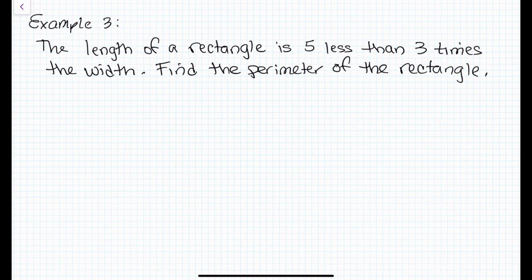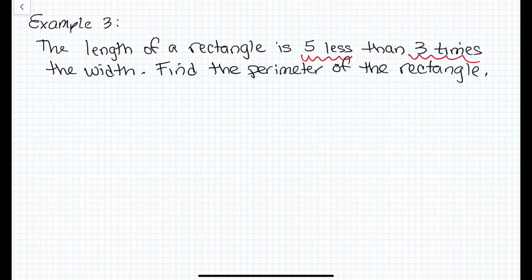Okay, and here's the last example, but this comes up a bunch. So example 3, the length of a rectangle is 5 less than 3 times the width. Find the perimeter of the rectangle, or certain problems might ask for the area. So these words are confusing sometimes, but remember, less means I'm subtracting, and if it said more, I would be adding, but this is less. So I'm subtracting 5 from 3 times the width.